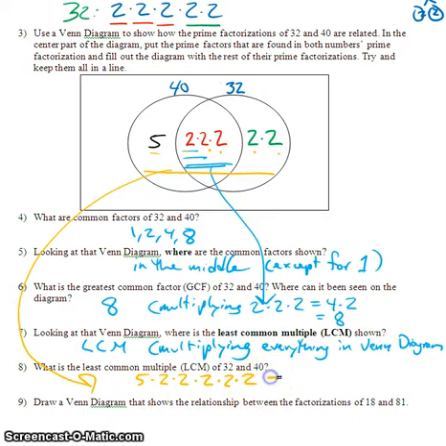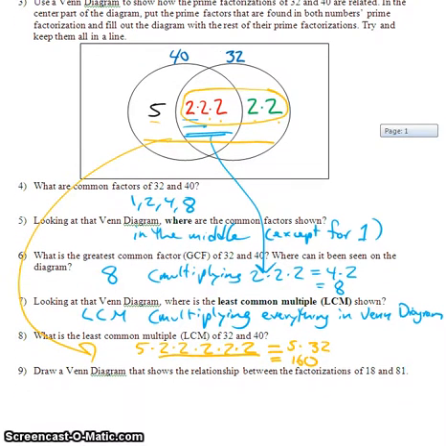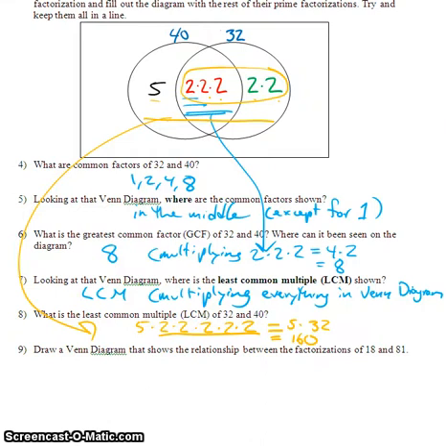Now I want to multiply them together. I already know that 2 times 2 times 2 times 2 times 2, all this stuff, is going to be 32. So I just have to do a 5 times all that 32, which equals 160. So that is the lowest common multiple of 32 and 40. And if I were to list multiples, that's the first time that I get something together.